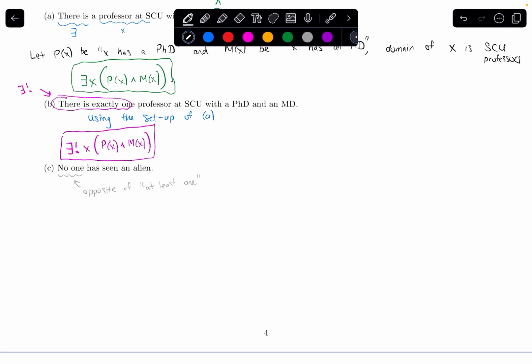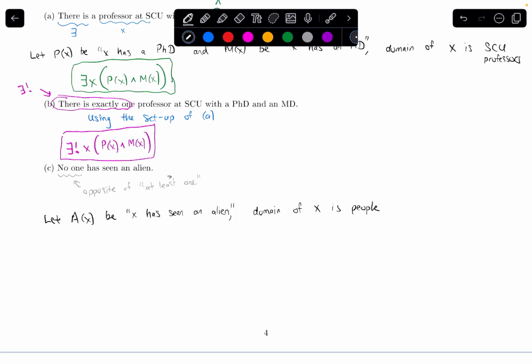I need something to represent having seen an alien. So maybe I'll call that A of x, for alien. So A of x is going to be x has seen an alien. And then I need to specify my domain. The domain of x. For this one, it can't be SCU professors anymore because it doesn't mention anything about professors. It talks about no one. It talks about people. So the domain of x is people. All people. Okay, so I got my domain.